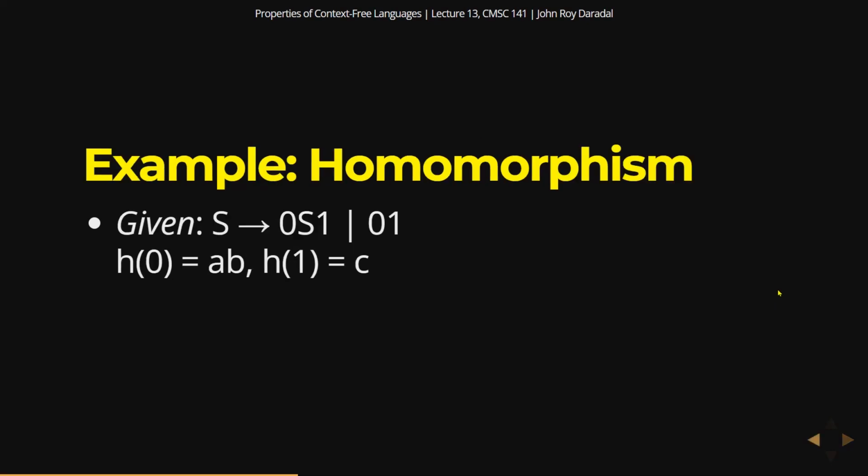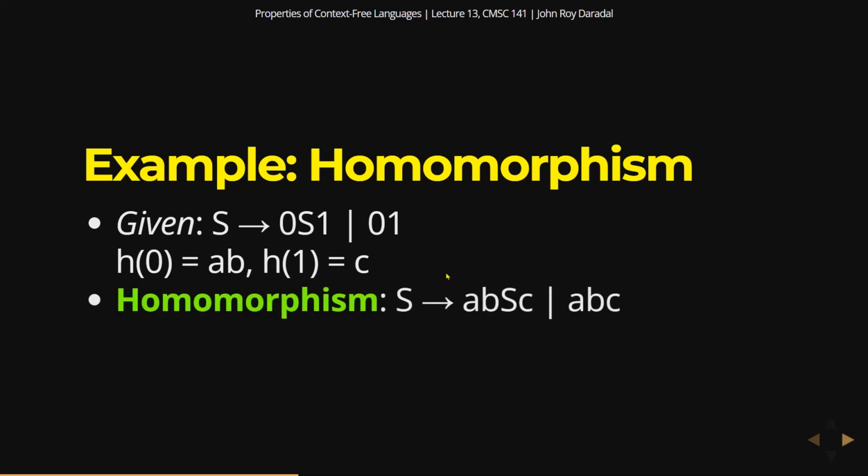Okay? So for example, if you have this grammar, S → 0S1 or 01, and then the homomorphism is for 0, you replace it with AB, then for 1, you replace it with C. So the homomorphism's context-free grammar would look like this.